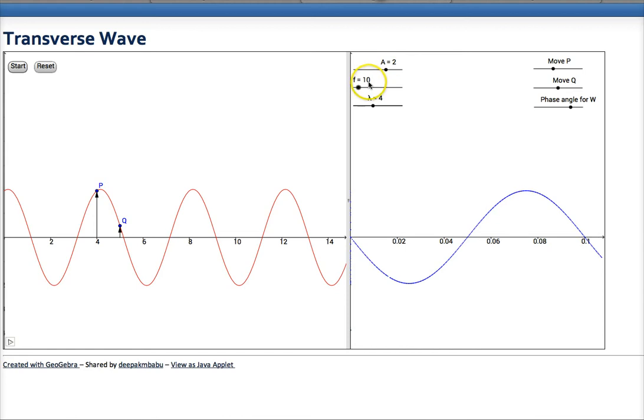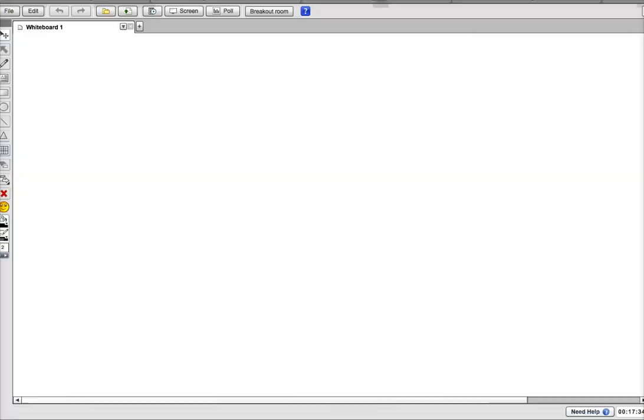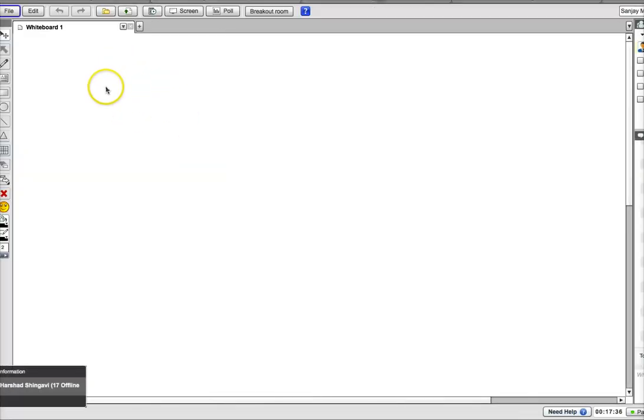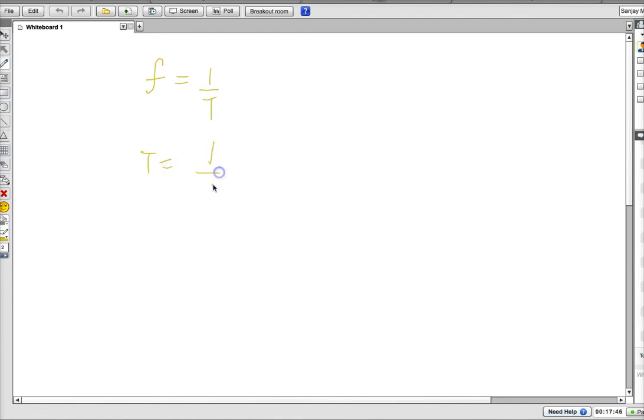As you can see, we had set the frequency to 10. Now if you remember what we'd done in class, we had said that frequency equals 1 by time period, or time period, the time for one cycle, equals 1 by frequency, and that should be equal to 1 by 10, which is equal to 0.1. Isn't this what you got? Isn't this what you observed? So does this make logical sense that the time period should be 0.1 seconds?